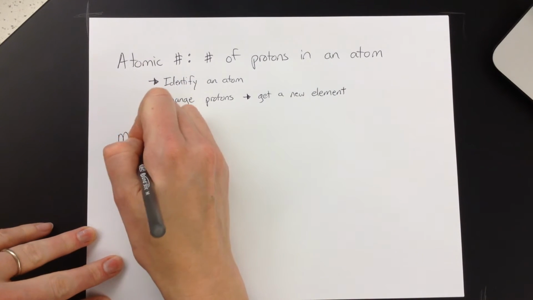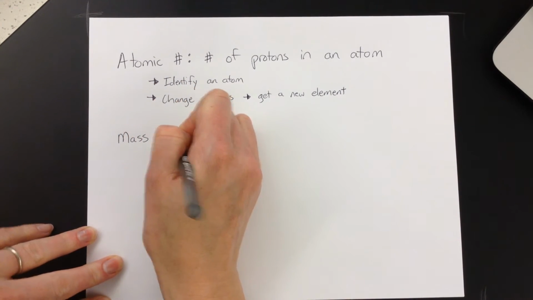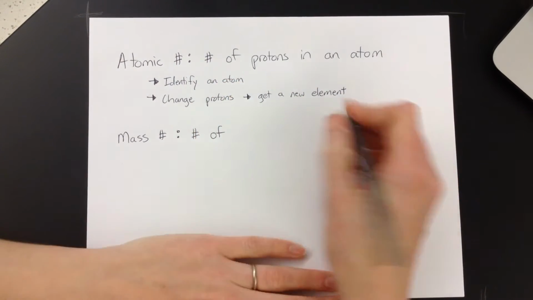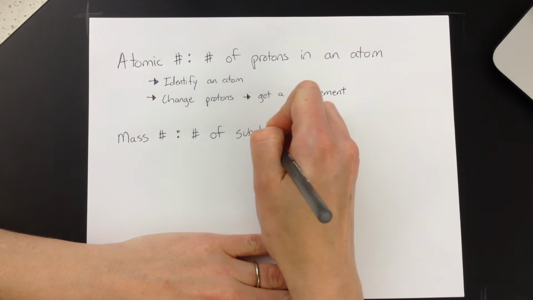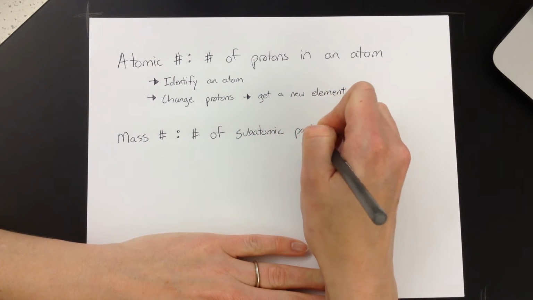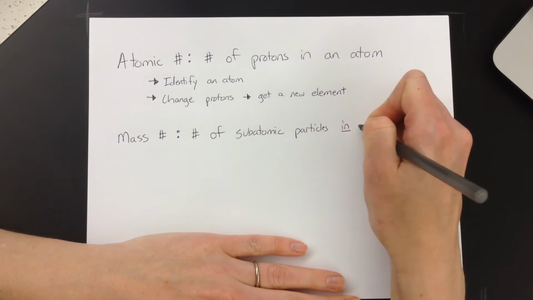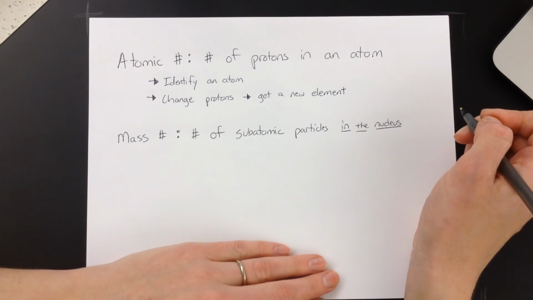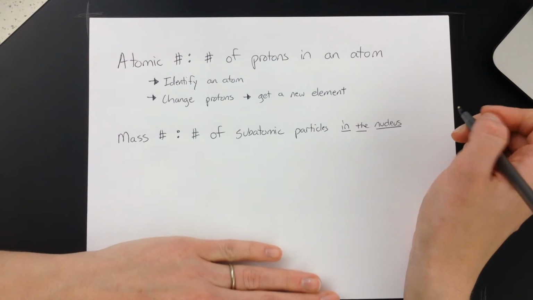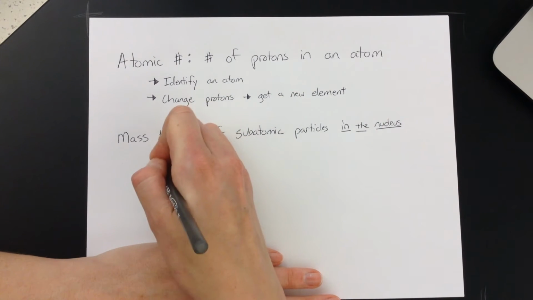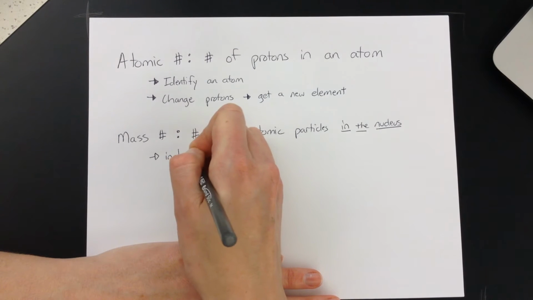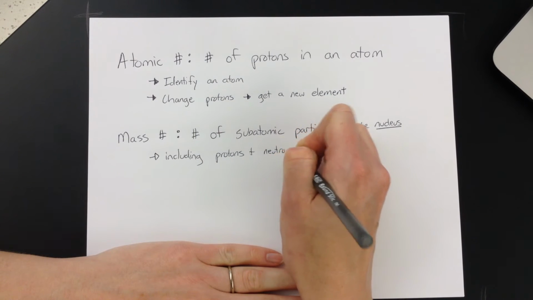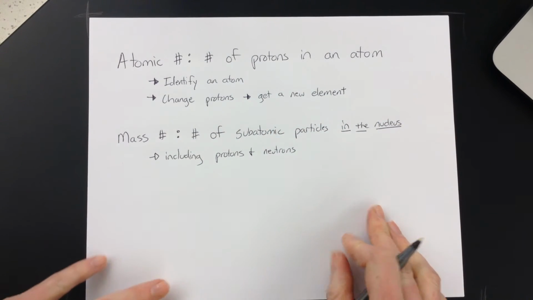When you look at the mass number, that one's a slightly different thing. That is the number of, and remember, protons, neutrons, and electrons are called subatomic particles, so it's the number of subatomic particles that are in the nucleus. That really doesn't mean a whole lot, except that it does not include electrons. So another way to write this is that we're including protons and neutrons. Protons and neutrons make up the mass number.